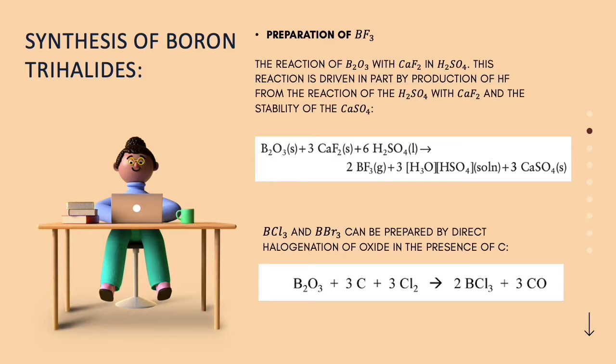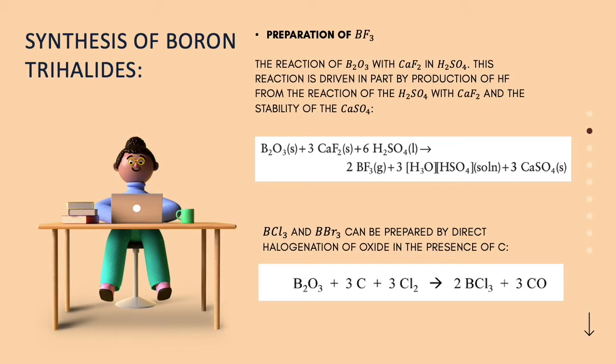Synthesis of boron trihalides. Preparation of BF3: the reaction of B2O3 with CaF2 in H2SO4. This reaction is driven in part by production of HF from the reaction of H2SO4 with CaF2 and the stability of CaSO4. So that means H2SO4 readily reacts with oxides and the affinity of boron for fluorine drives the reaction forward.